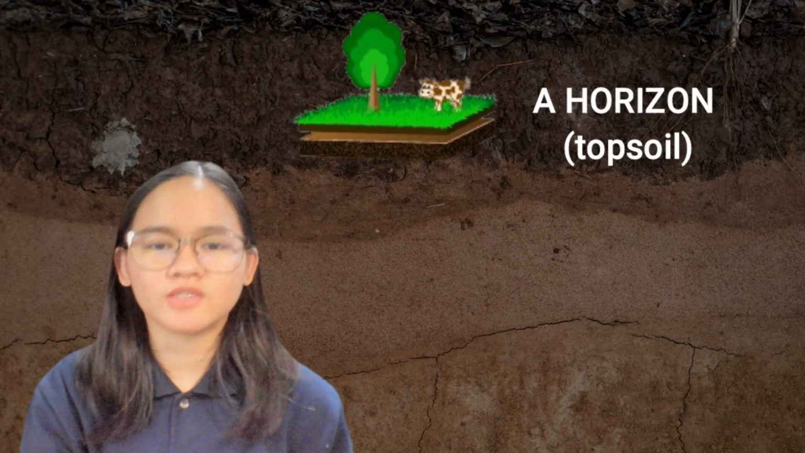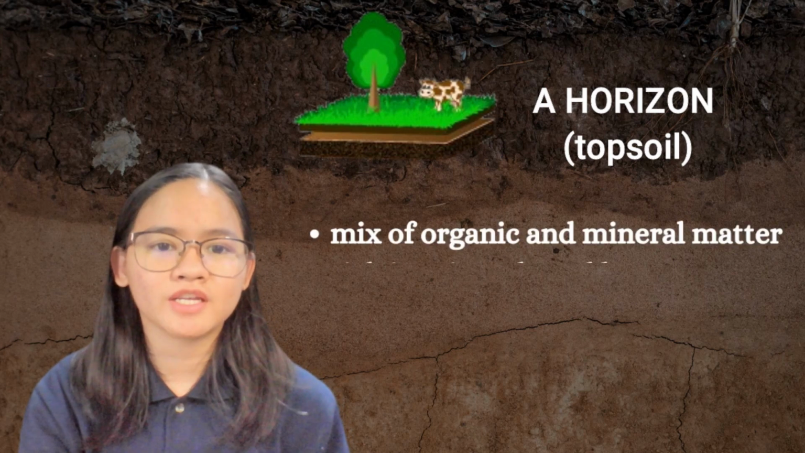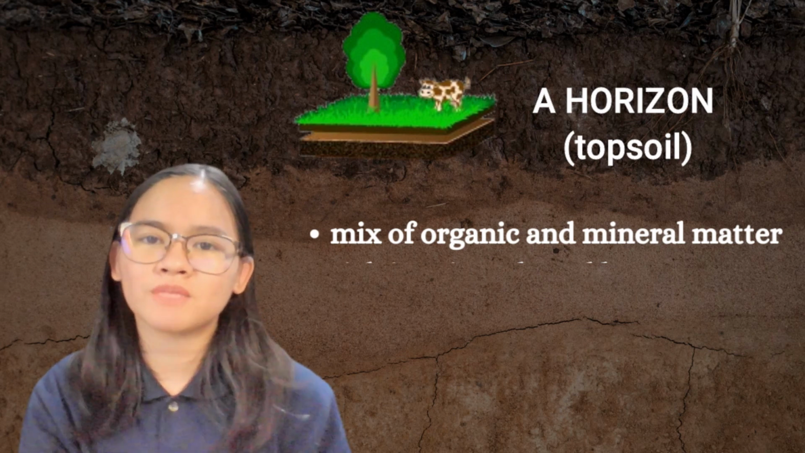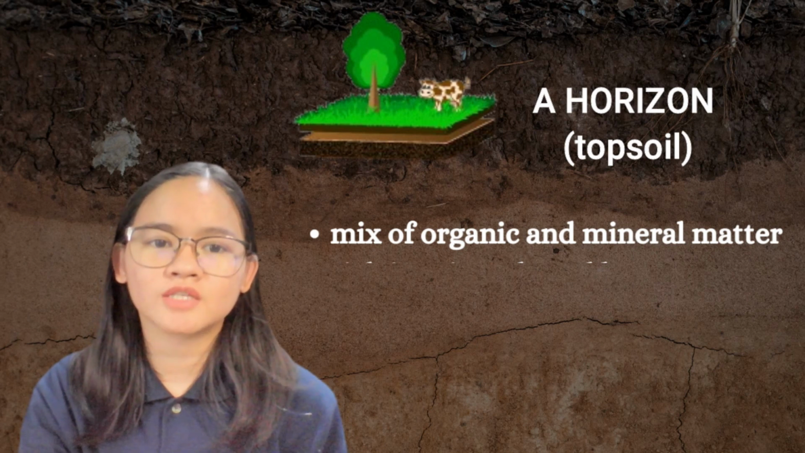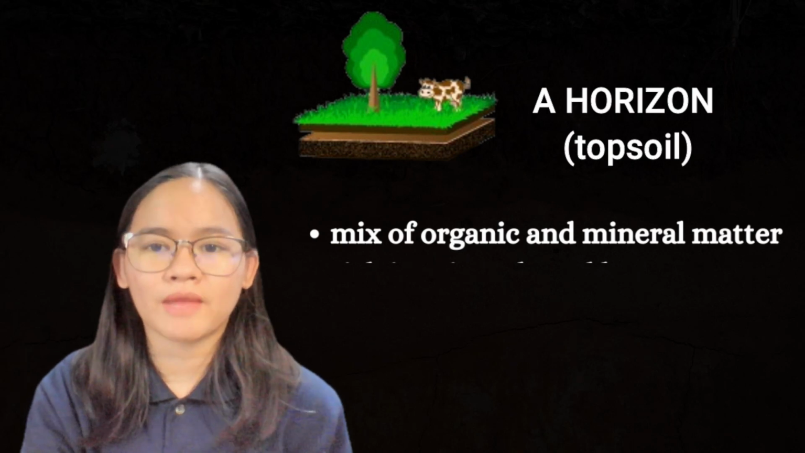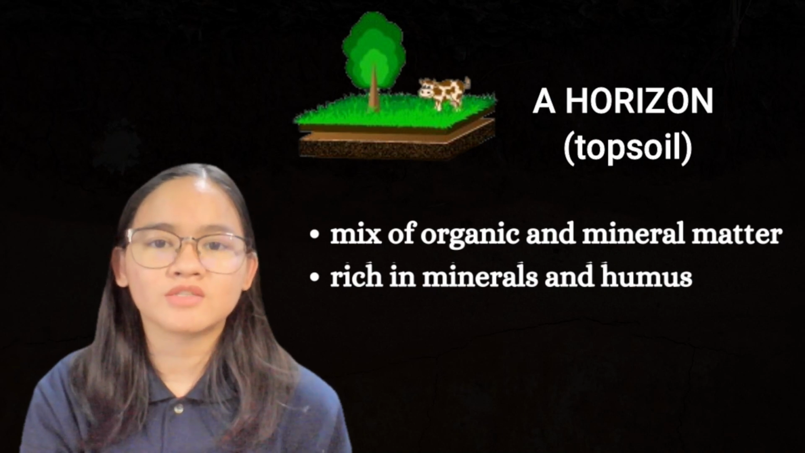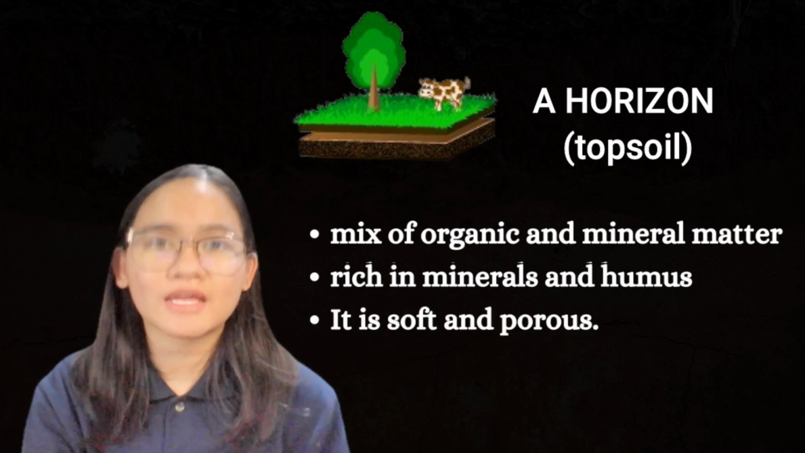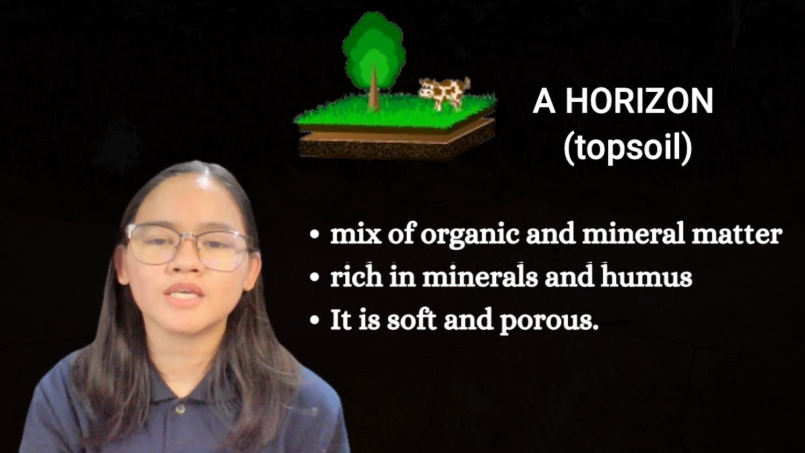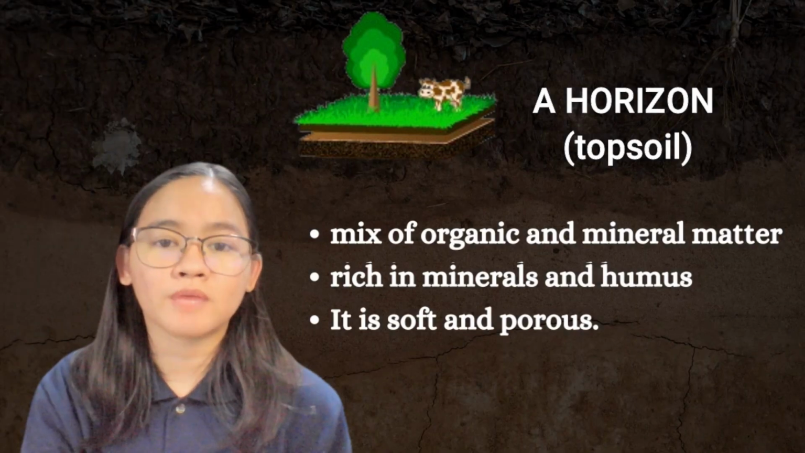Just below is the A horizon, also called the topsoil, which is typically the most fertile layer of soil. It contains a mix of organic and mineral material, and it is typically dark in color. This is where we plant our seeds so they can grow to be strong and healthy plants. This is because it is rich in minerals and humus. It is soft and porous so that the plants can stretch their roots. Porous meaning having minute spaces or holes through which liquid or air may pass.